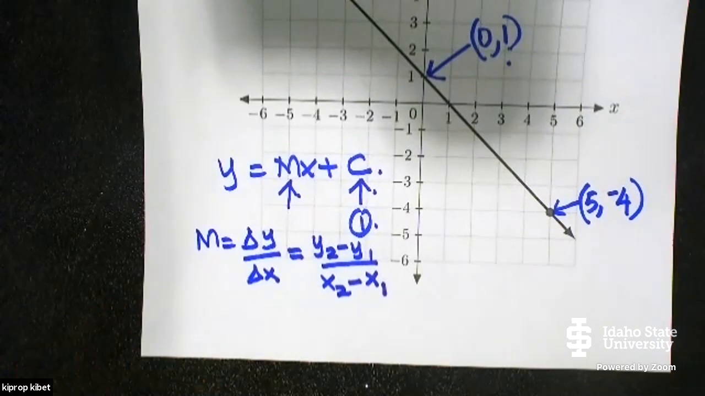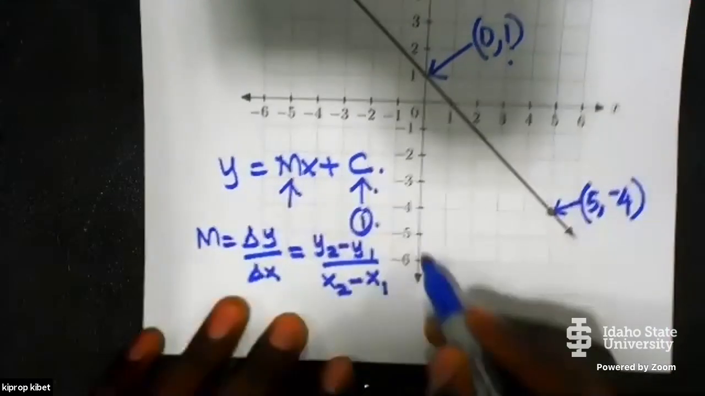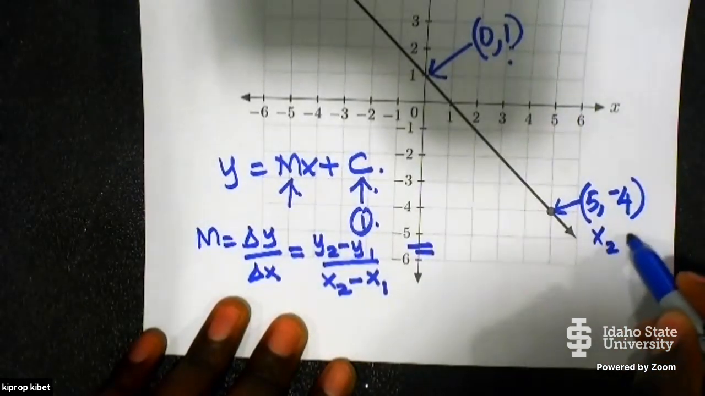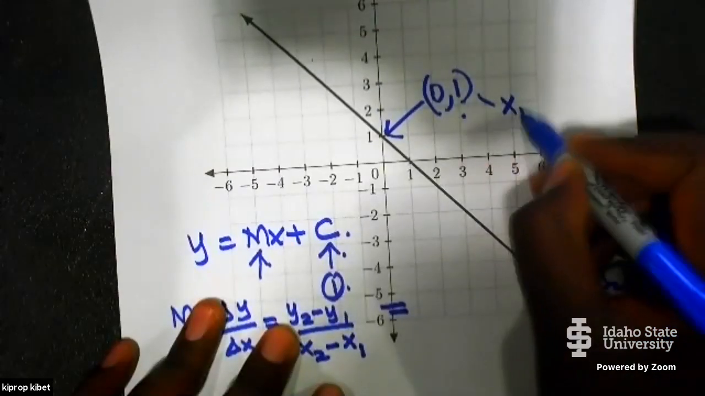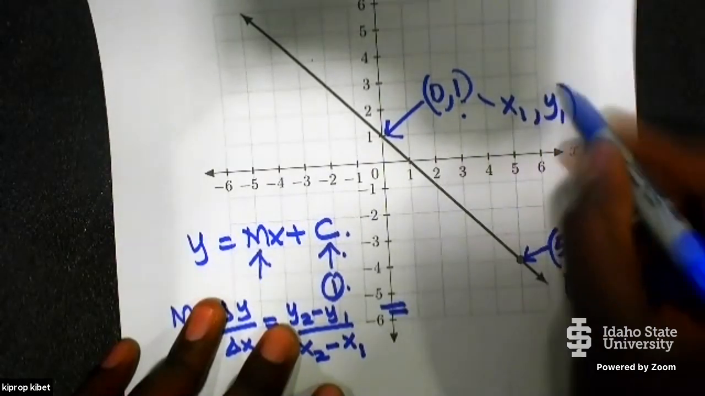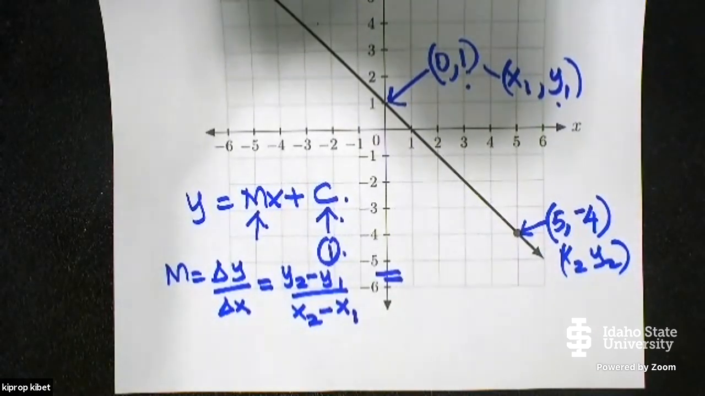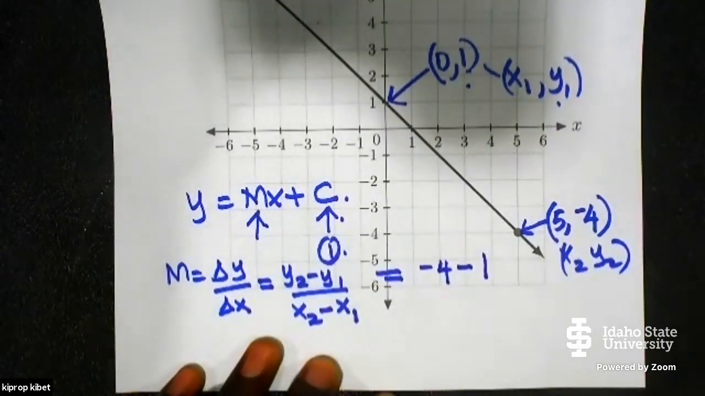So we already have 2 points there. We have (0, 1), and we also have (5, -4). So you can easily get the gradient. We can take this one as x2, y2, and then take this one as x1, y1, like that. So y2 minus y1 is minus 4 minus 1, right?